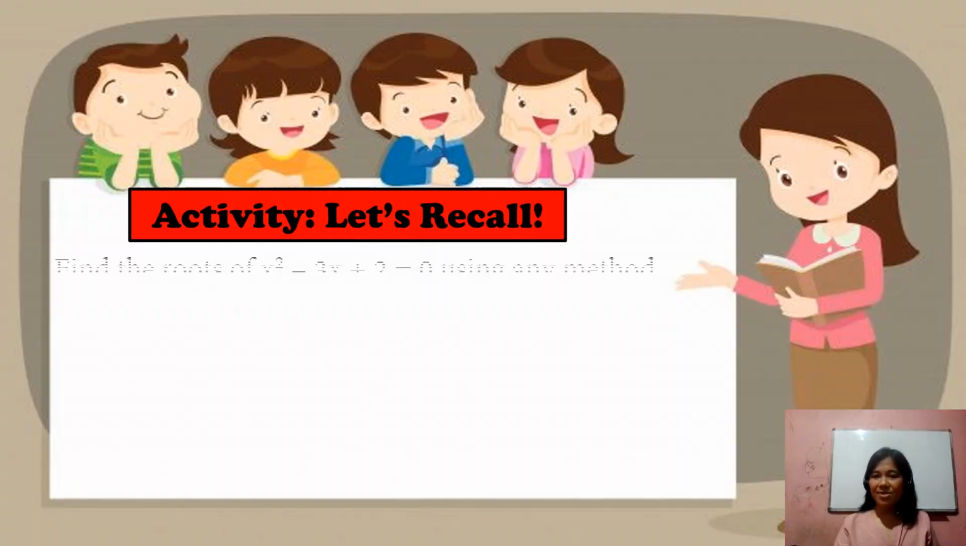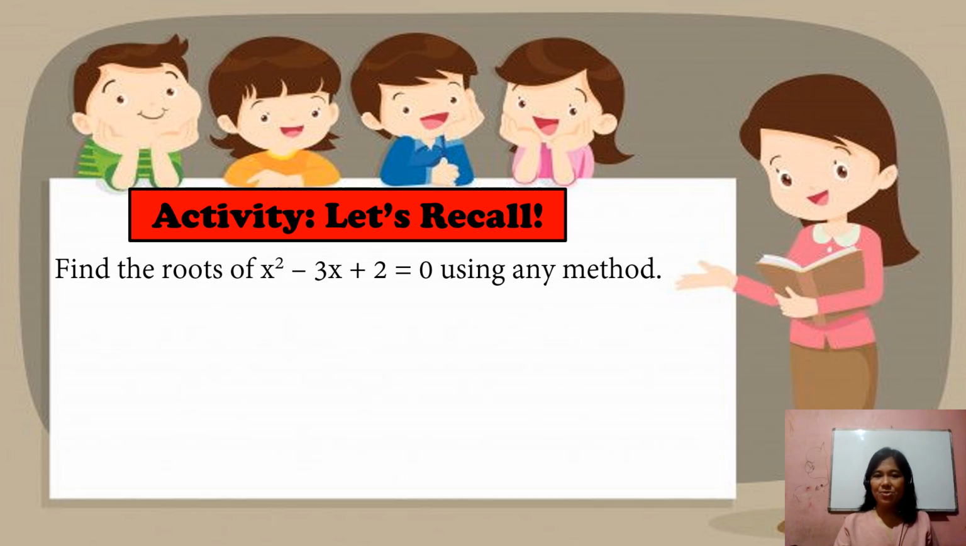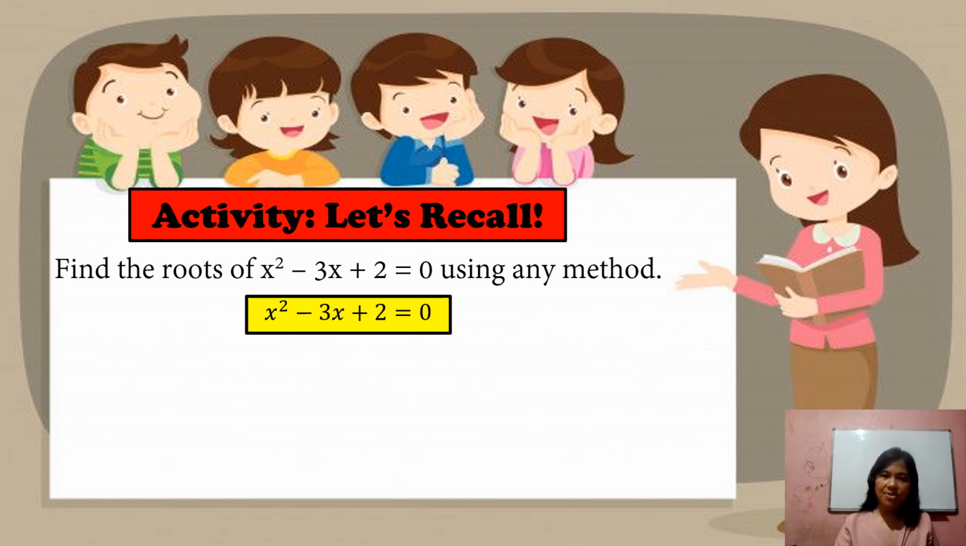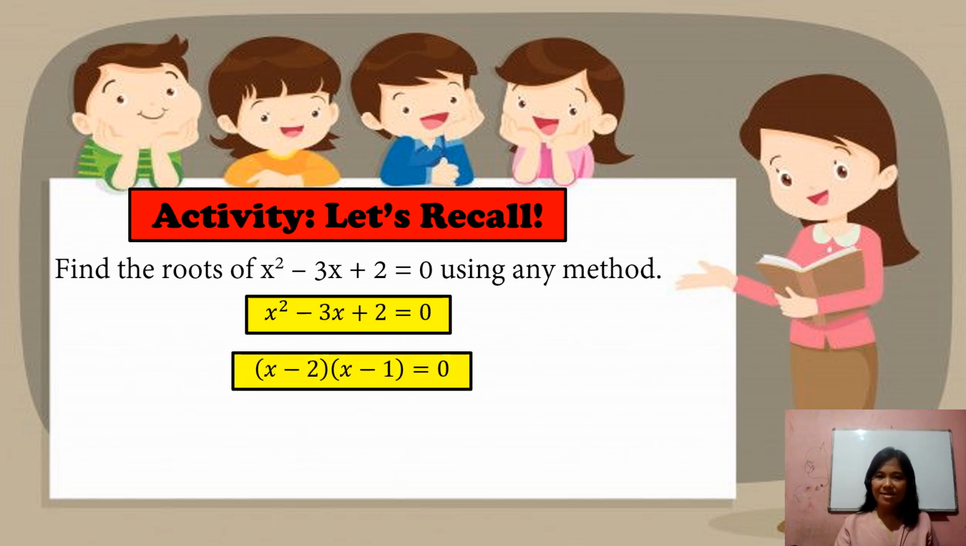Okay, so let's recall. Find the roots of x squared minus 3x plus 2 equals 0 using any method. The given is x squared minus 3x plus 2 equals 0. Now, as we can check, this is factorable, so I'm going to use factoring. So factoring x squared minus 3x plus 2. You can pause the video for a review. Have you got x minus 2 and x minus 1 as the factors?